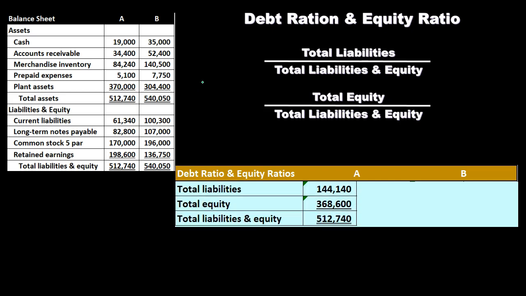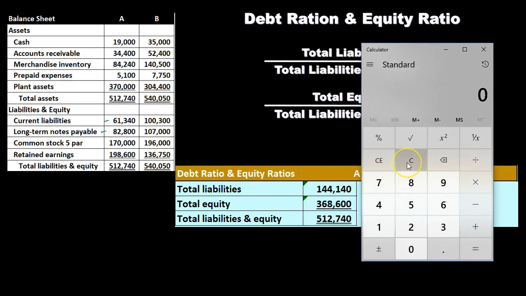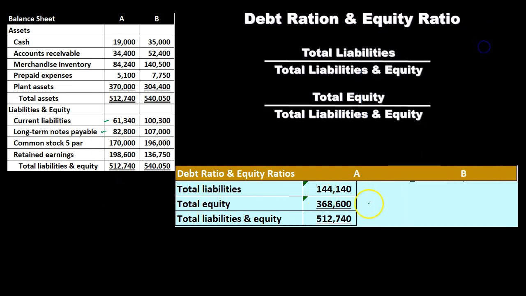Easiest way to do this is to break out in a vertical type of fashion. We're going to take the total liabilities, the total equity. So we're just taking the bottom line, the total liabilities, which is going to be the sum of the current and the long term. We don't have the subcategories broken out here. So we're going to calculate this as the 61,340 plus the 82,800. That's going to be our total liabilities, including the current and long-term portion. Then the equity represented here by the 170,000 common stock and the 198,600 in retained earnings. That's the total equity.